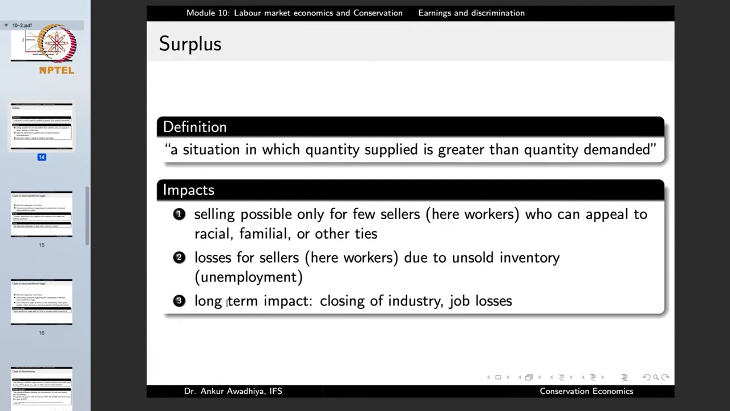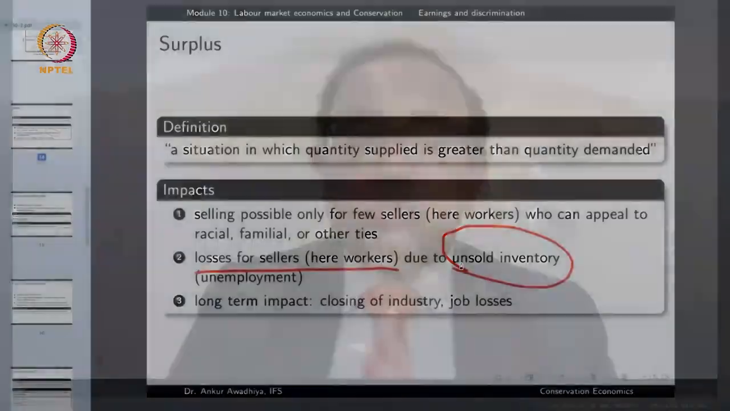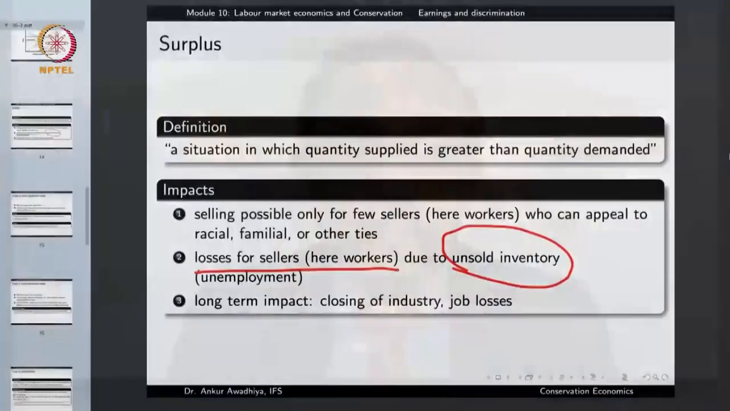So there will be losses. There will be losses for the workers because of their unsold inventory, in terms of unemployment. The workers in this case have labor to offer to the market for a price, but because the price has been increased to a level above the market equilibrium, nobody is hiring them. So this is a loss to the workers.